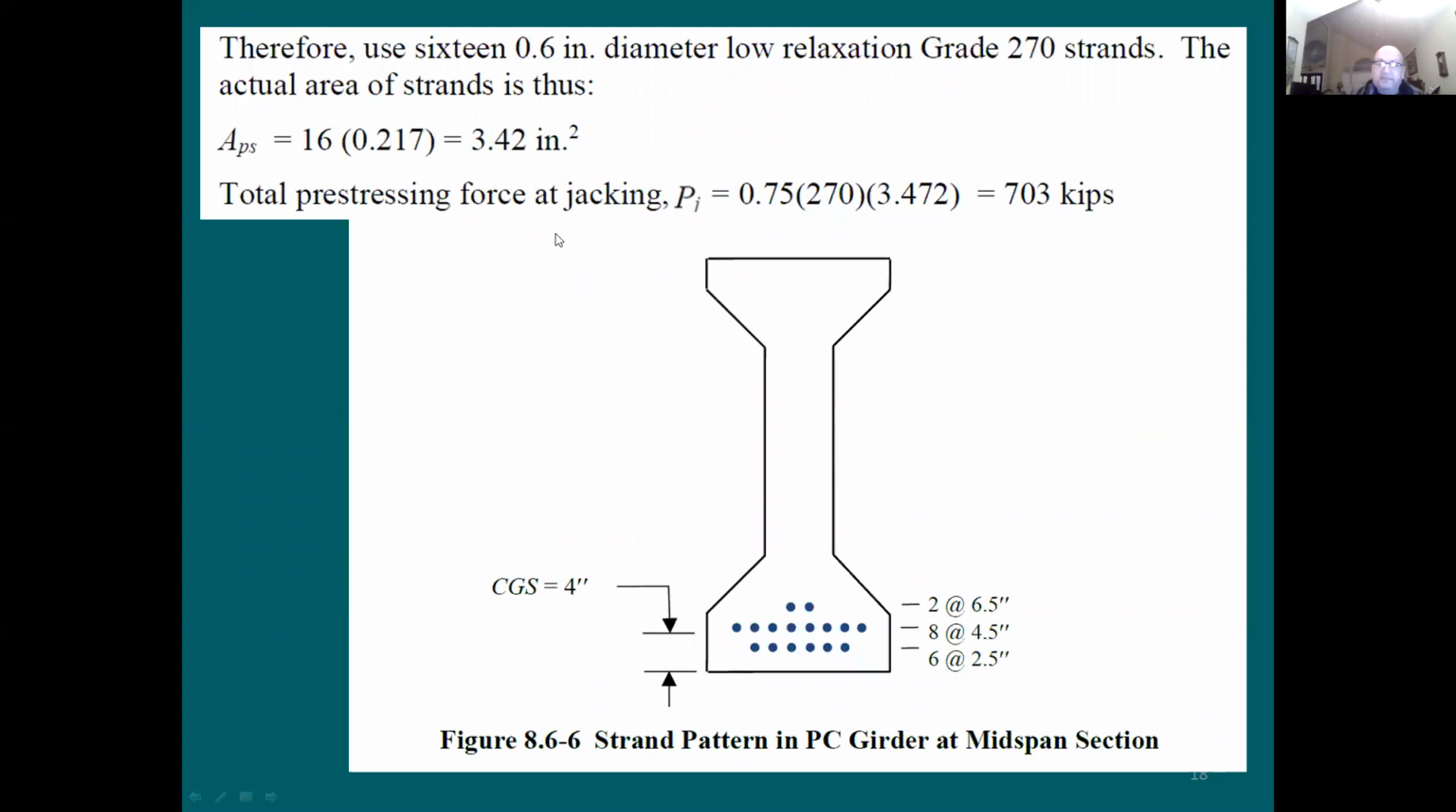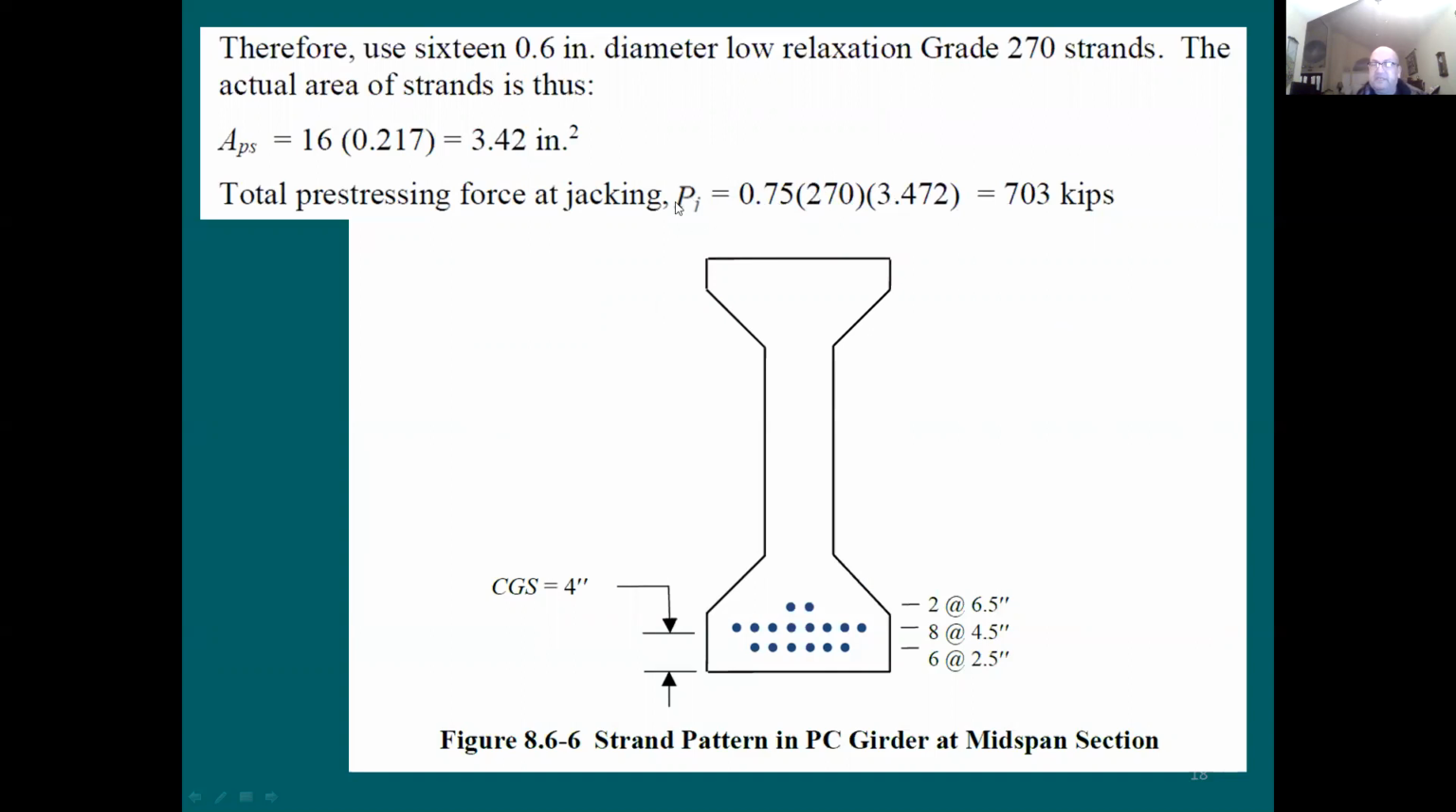In this example here, we have 0.6 inch strands. The grade is going to be 270 ksi. When you have number 0.6 inch strands, and you have 16 of them, you're going to have a total of 3.42 square inches. The amount of initial force, which is a jacking force, P sub I, is going to be equal to 75% of the 270 ksi. Multiply this by the total cross-section area of the strands. And with that, you have 703 kips.